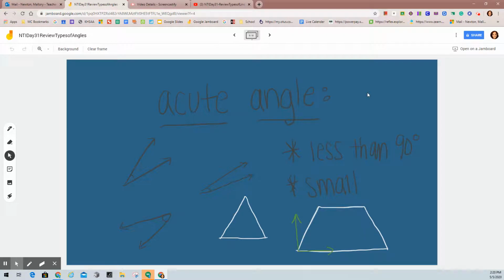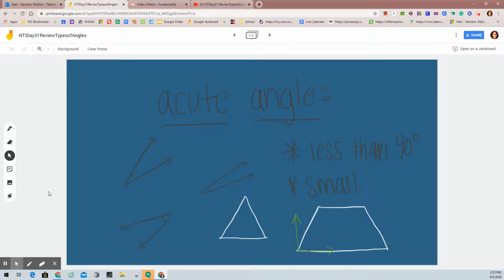Okay, a different shape that has acute angles that you guys will probably have to identify. Let's look at a hexagon. Okay, so a hexagon has obtuse and acute angles.